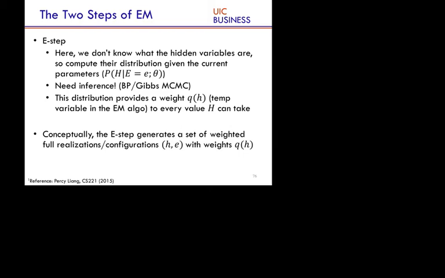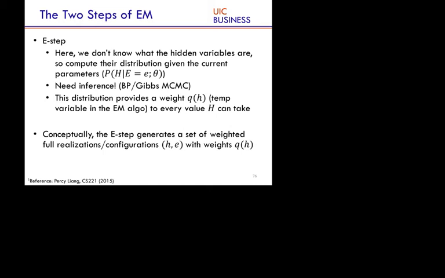And this distribution will provide, let's say you computed this conditional distribution, let's just rename it as Q of h. Okay. So this Q of h is going to provide a number, basically. It's a distribution, but it just provides a number to every value that h can take. It's a value between 0 and 1, and it sums to 1. That's fine. It's just a temporary variable that will be used in the next step.